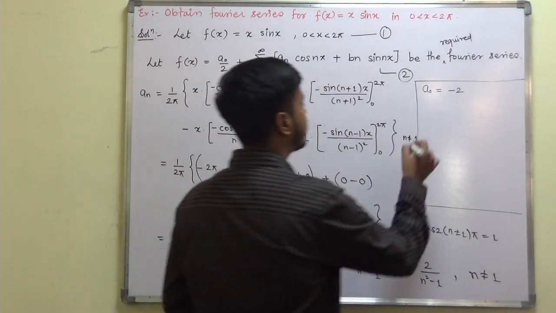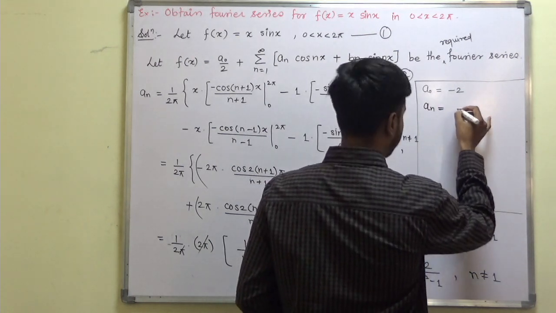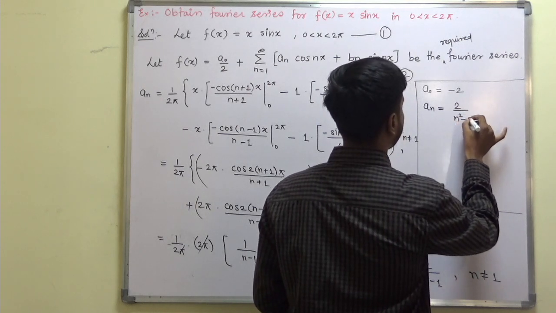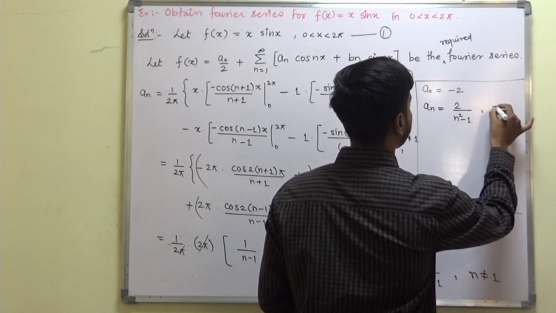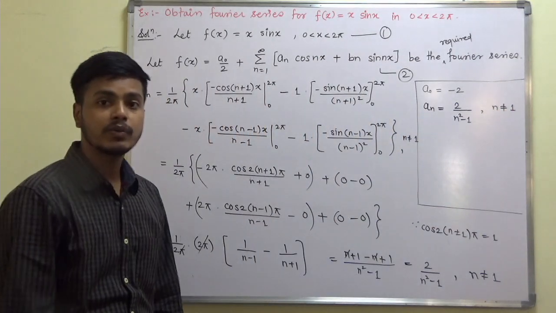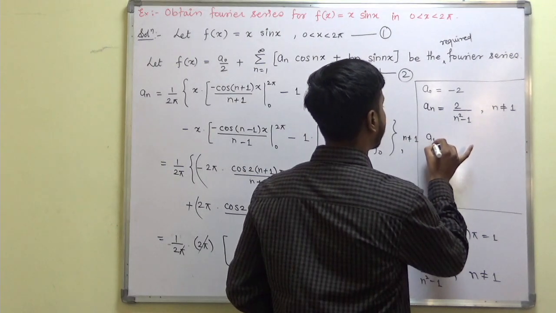Simple. So what we have found out is an equal to 2 upon n square minus 1, and here you have to write n not equal to 1. Just because we are writing n not equal to 1, you have to find out a1 also. So let us find out a1.